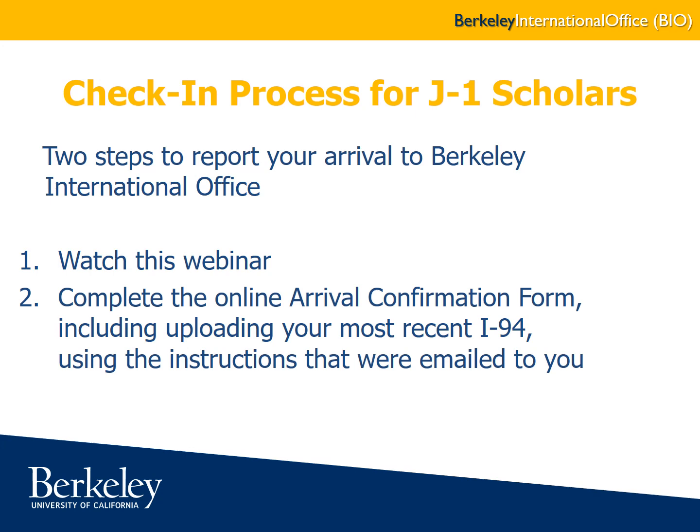Before we begin, let's review the check-in process that was also communicated to you via email. The first step you are taking care of right now, watching this Scholar Information webinar. The second step is to go to the link in your Arrival Reporting Instructions email and complete the online arrival confirmation form, including uploading your I-94 admission record. There will be instructions on how to access your I-94. These steps are required so that we can report your arrival to the U.S. Department of Homeland Security.